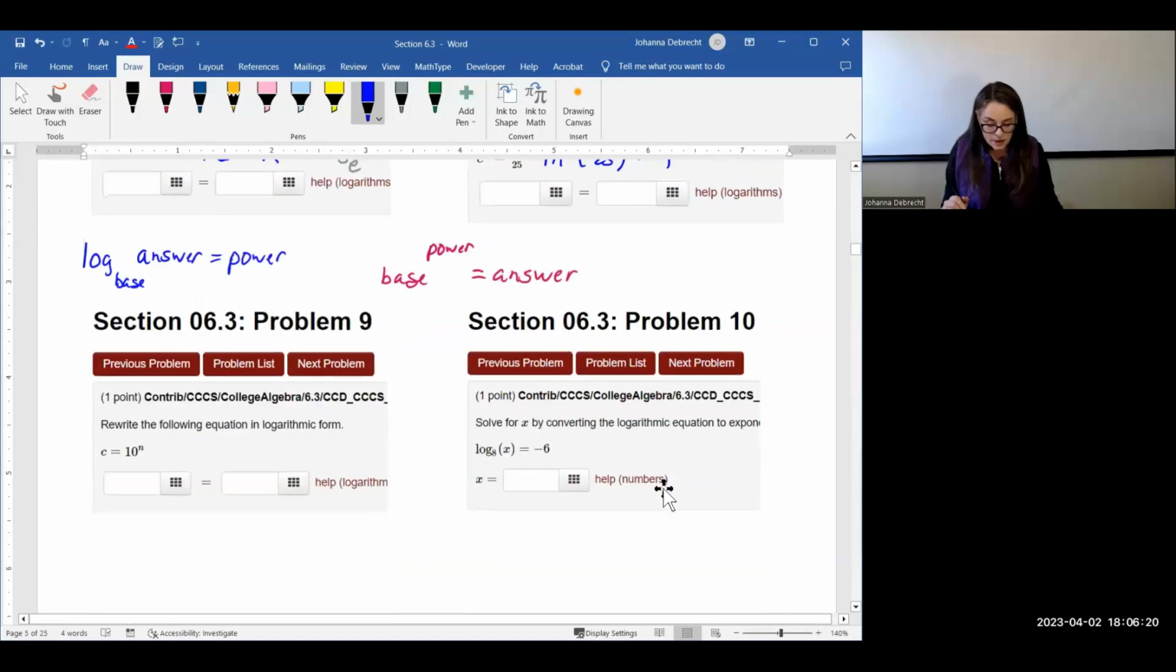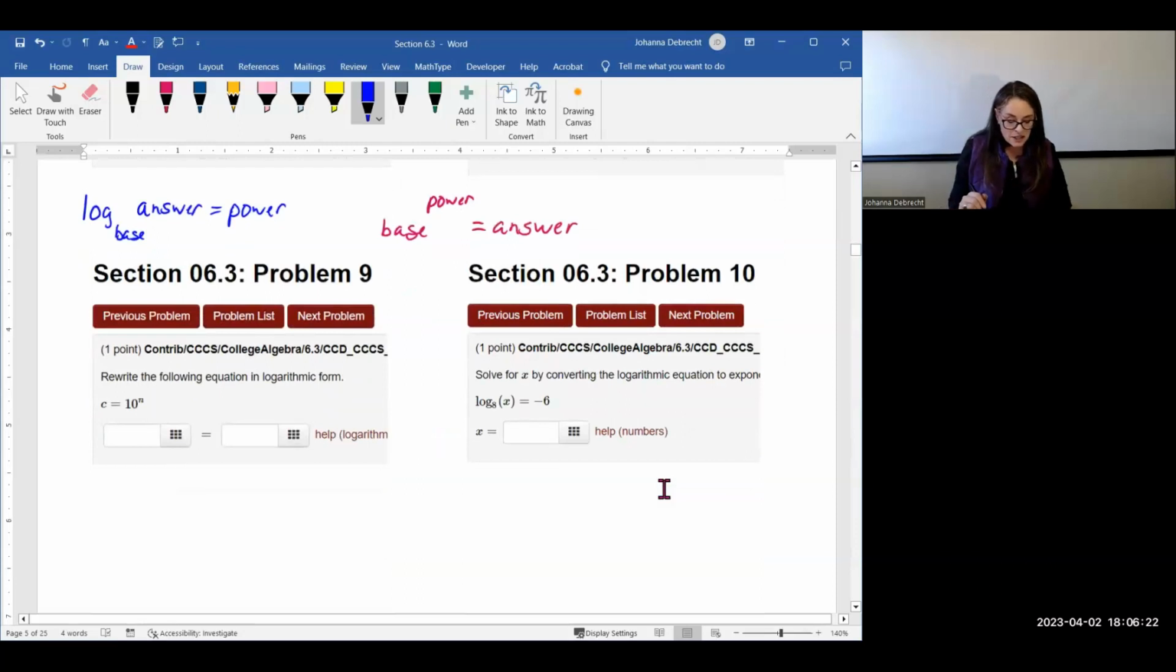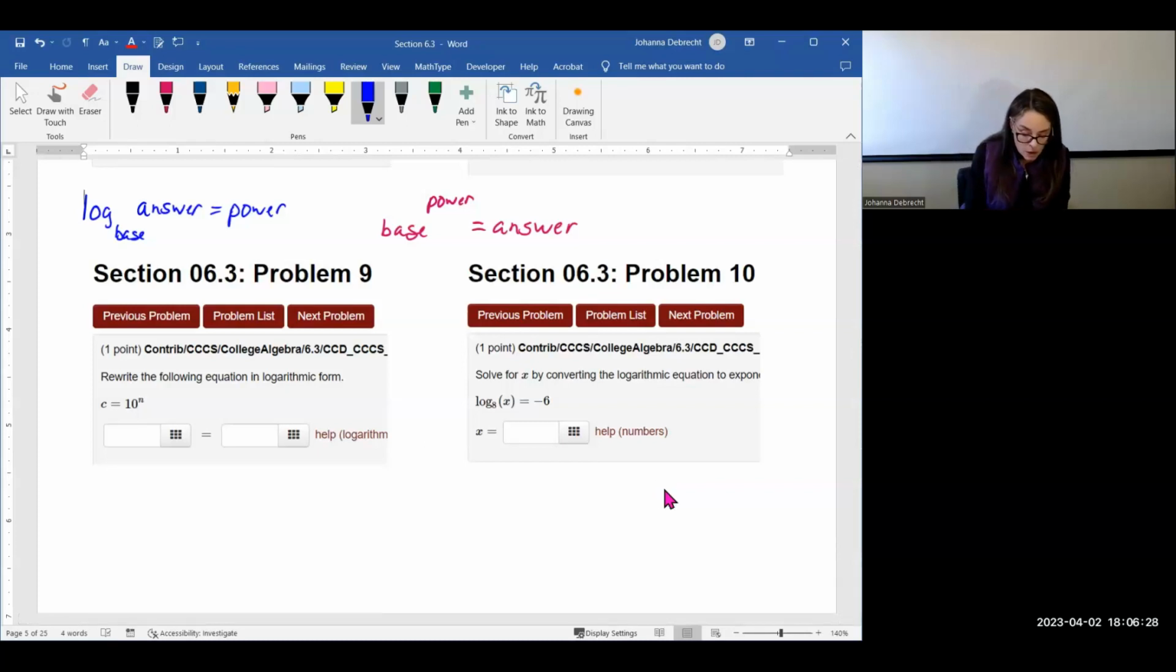Right, this is going pretty fast. So let's look at the next one. Again, we're converting from exponential on the left to logarithmic form. We know this is exponential here, c equals 10 to the n, because we can see the exponent. So putting it in logarithmic form means we have to introduce log or ln. We don't have it currently, so it's not in logarithmic form.